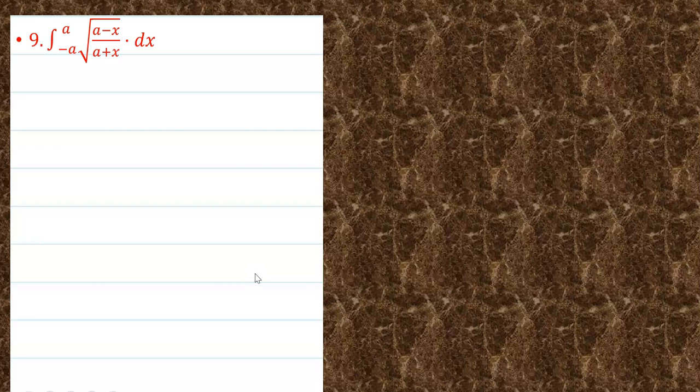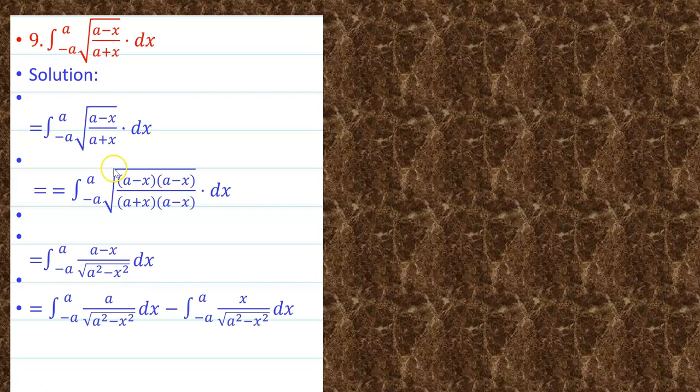Now the next question. क्वेश्चन नंबर 9 हा सगळ्यात इम्पॉर्टंट क्वेश्चन आहे. ओके. मार्च 17 ला विचारला गेलेला क्वेश्चन आहे तो. हे इंटिग्रल इव्हॅल्युएट करण्यासाठी आपण हा डिनोमिनेटरला a प्लस x आहे त्याच्या कॉन्जुगेटने दोघांना मल्टिप्लाय करणार. That is integral minus a to plus a in root of a minus x into a minus x upon a plus x into a minus x.